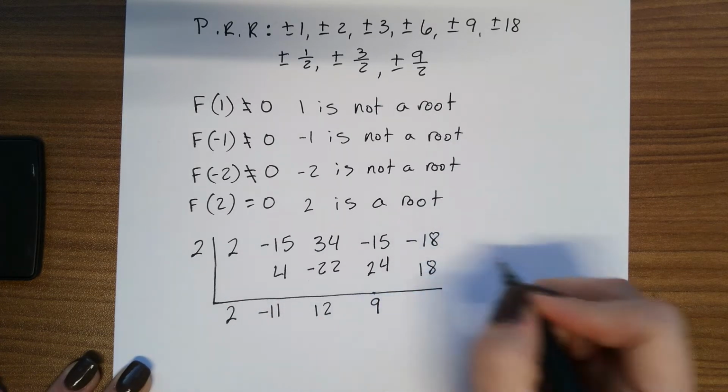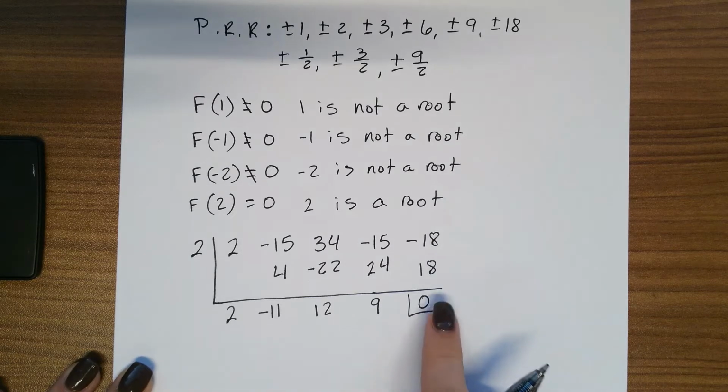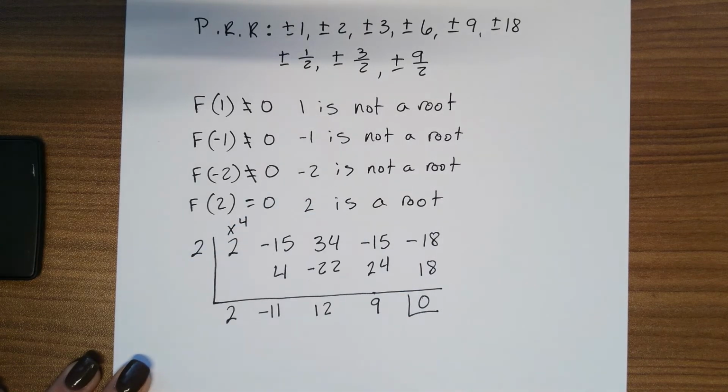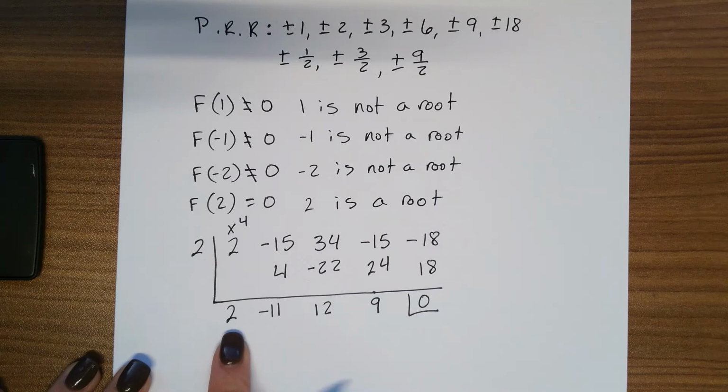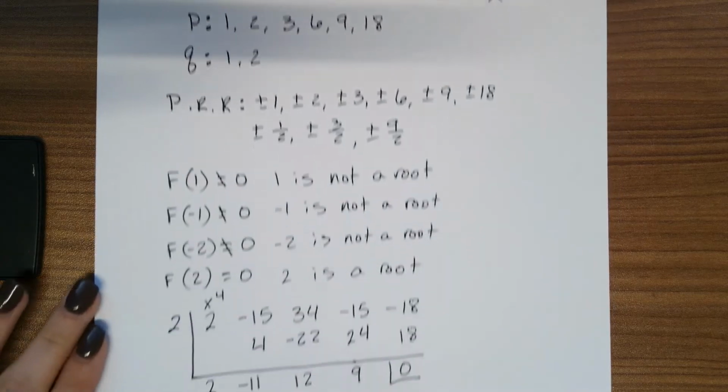Multiplying gives me 18. And adding gives me 0. I should get 0 for the remainder because I know that 2 is a root. So what I have left, I started with x to the 4th power. So this knocked my polynomial down to x to the 3rd power.